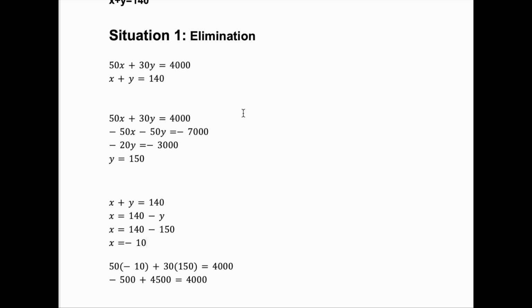Now to double check, let's insert these into the variables in equation 1. So we get 50 times negative 10 plus 30 times 150 equals 4,000. That will give us negative 500 plus 4,500, which is equal to 4,500 minus 500, which is equal to 4,000, making this solution true. So that's the elimination method.